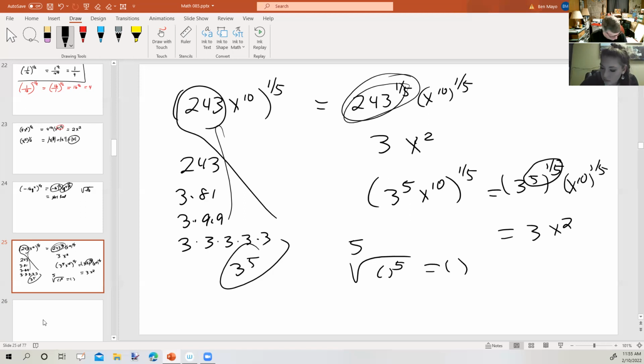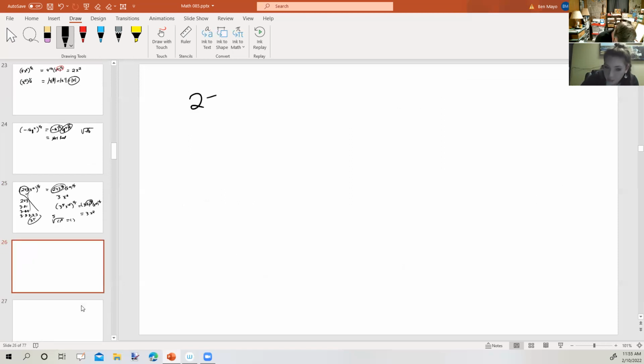Okay. Any questions? All right. How about this example? 27 to the 2/3 power.